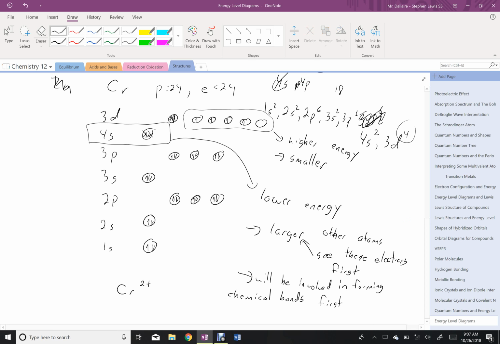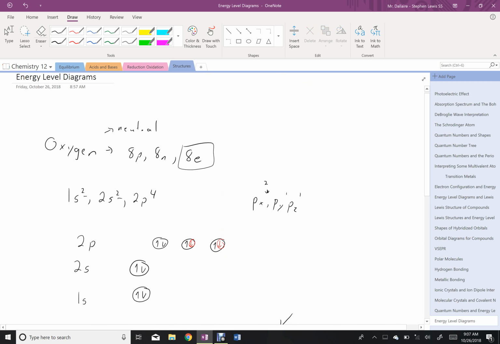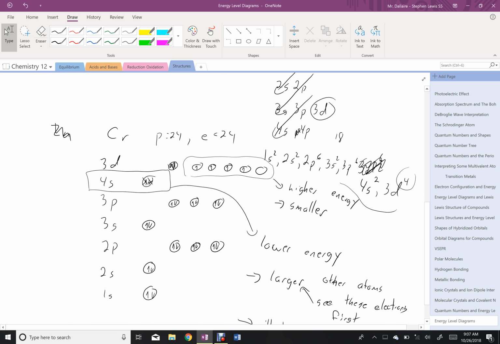So that's a video on energy level diagrams. Sorry about the little confusion here, but it still shows you how to do them and why it's a useful way to represent the atom. We're going to do more videos on this involving Lewis structures to show you some actual examples of bonding based on the energy level diagrams.